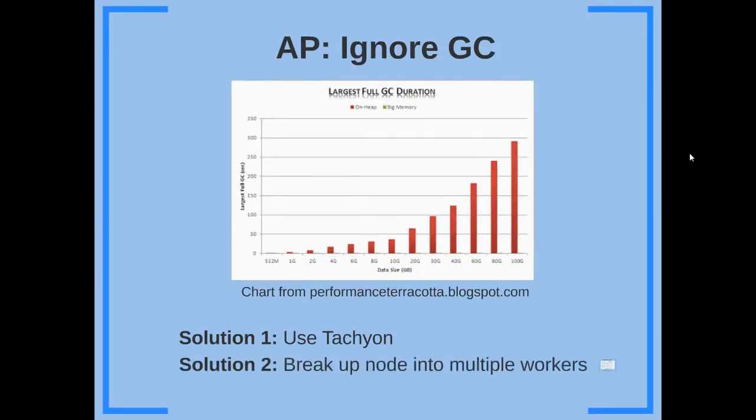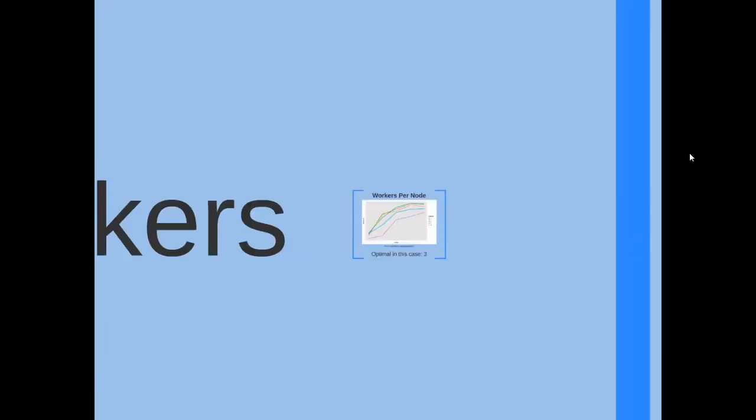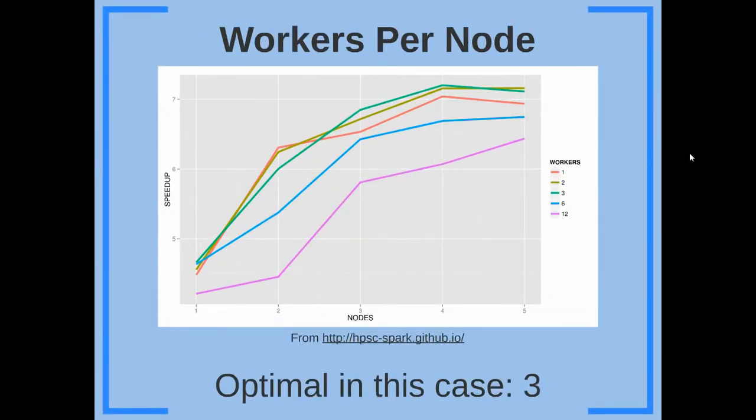Another solution is to break up a node into multiple workers. So you have a physical node, and you can have multiple Spark workers on that node. Now there's a study I stole a slide from. This chart might not be easy to interpret right away, but that top line shows our best performance, and according to the legend, that's when we have 3 workers per node.